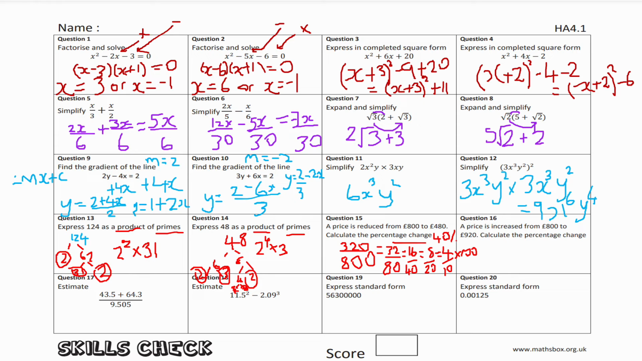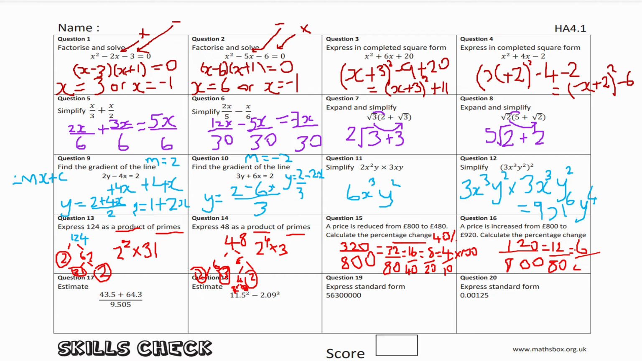This is question number 16. A price is increased from £800 to £920. Calculate the percentage change. So again, it's the difference over the original. The original this time is still going to be 800. The difference is 120. So this time I'm going to have 12 out of 80, which is 6 out of 40, which is going to be 3 out of 20.